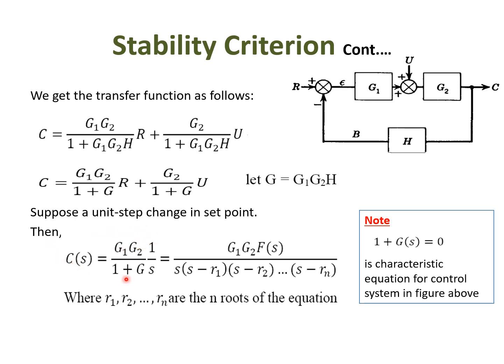The closed loop transfer function, if you put a unit step change at the set point, will be given by this. And if we put it in terms of the roots of the characteristic equation here, then we'll get different roots of the equation R1, R2, Rn, where the characteristic equation is 1 plus G(s). This is the standard characteristic equation for the closed loop system, which is given by 1 plus G.